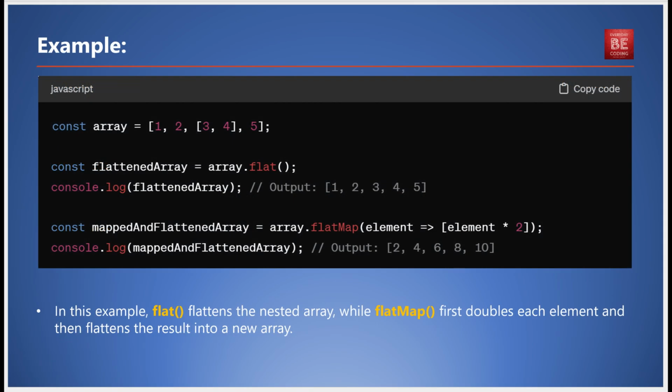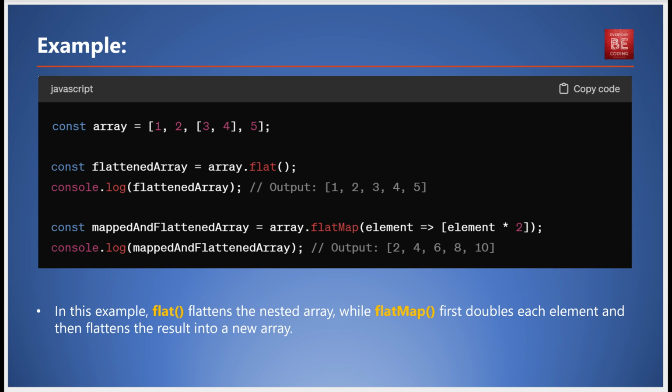Imagine we have an array, 1, 2, [3, 4], 5. If we apply the flat function to this array, it flattens the nested array, resulting in 1, 2, 3, 4, 5. However, if we apply the FlatMap function with a callback function that doubles each element, it first doubles each element and then flattens the result into a new array, resulting in 2, 4, 6, 8, 10.